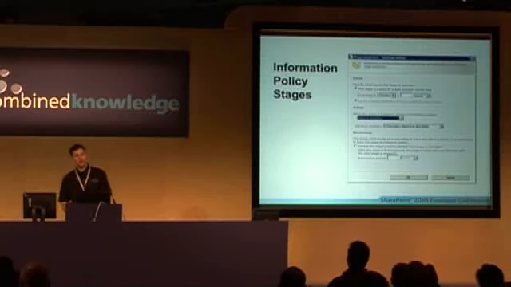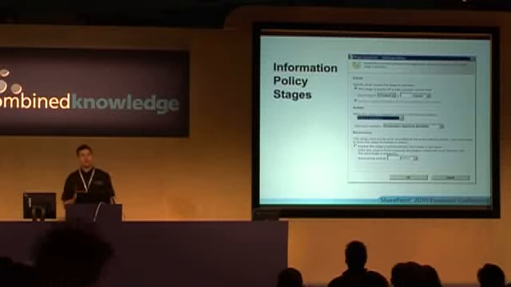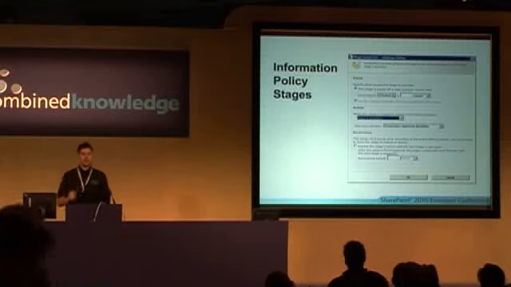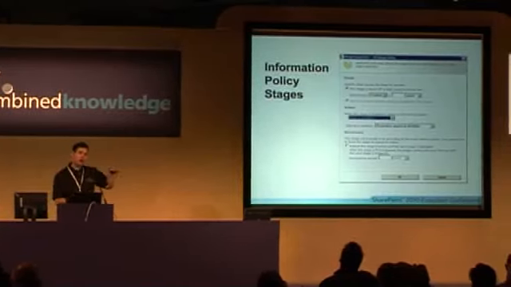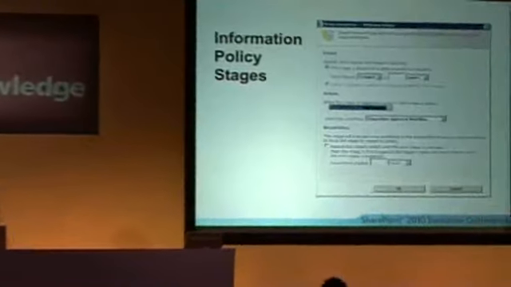So here we've got an example of the information management policy stages. This is actually an initial stage. Once you go through, this is a single stage within it. There's actually a window behind here that defines the multiple levels underneath it.